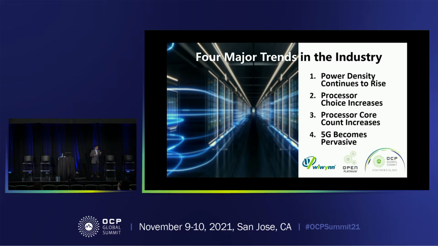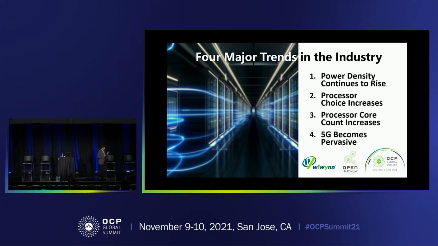The next trend is that processor choices are increasing exponentially, which is great as a consumer, as a buyer, and as a supplier. However, when it comes to maintenance and serviceability of all these different processor choices that will be available in the market 5 years from now, if we don't make the right choices now, it's going to be a nightmare. So one of the items we're going to talk about is maintainability and serviceability that comes with these different kinds of processor choices.